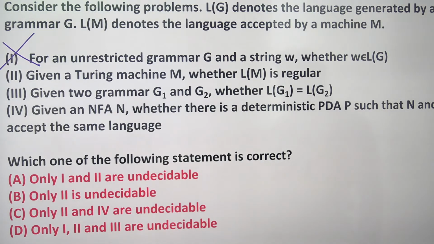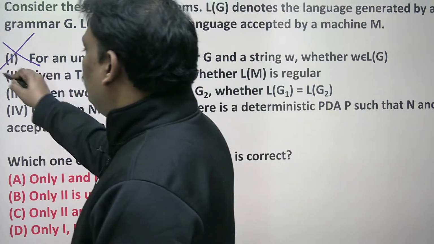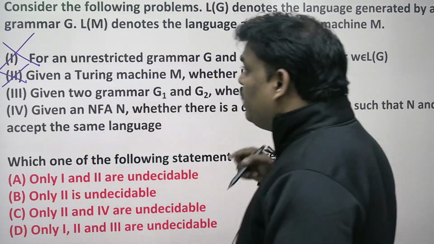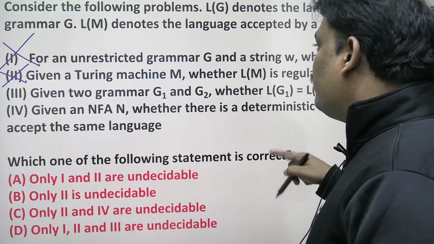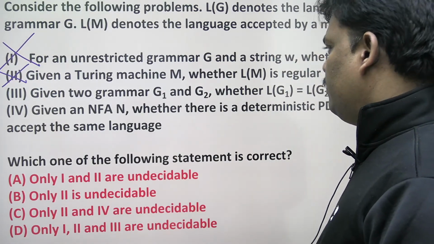2. Given a Turing machine M, whether L of M is regular or not. They will give one Turing machine, and the language accepted by the Turing machine, L of M, is regular or not. You cannot say that every Turing machine language is regular. It may be, may not. It is also undecidable. Every regular language is accepted by a Turing machine, but every Turing machine language cannot be accepted by a regular machine. Maybe, may not. So undecidable.